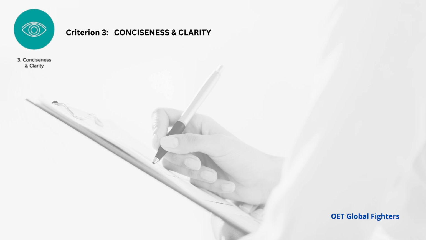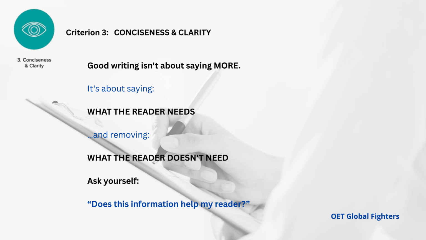Sometimes what you leave out is just as important as what you include. Think about that. Content asks, what important information have you included? Conciseness and clarity asks, what unnecessary information have you left out? The OET guide makes exactly this distinction.